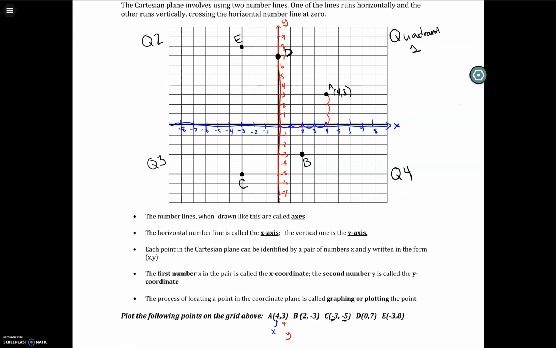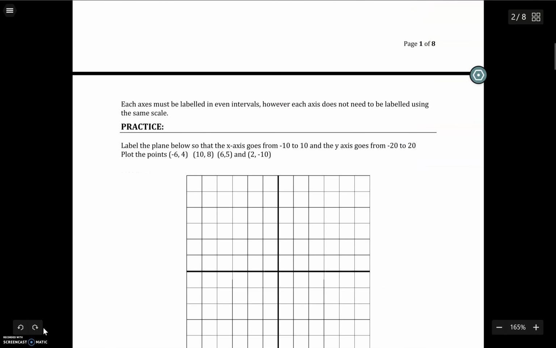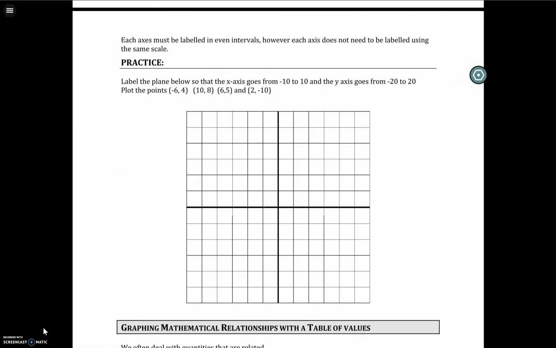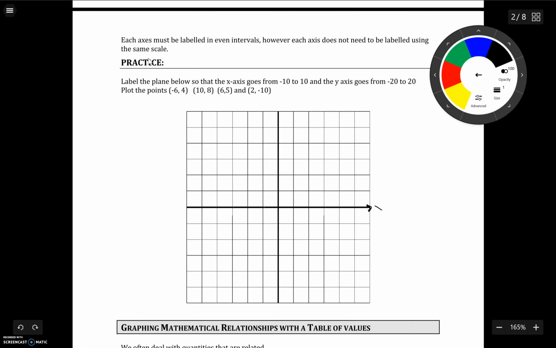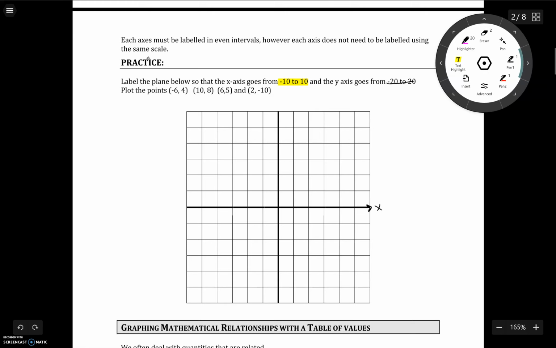Okay, so that's the basics, and then we can add on to make it more interesting. One thing to know is that axes always have to be labeled using the same intervals, so either going up by 2s or 1s or 4s. But the axes can be different. So we've got a practice activity here, and I want you to think about how you could label the axes so that the x-axis, the horizontal axis, goes from negative 10 to 10, and the y-axis goes from negative 20 to 20, and then plot the 4 points listed. So pause this video and give it a go on your own.